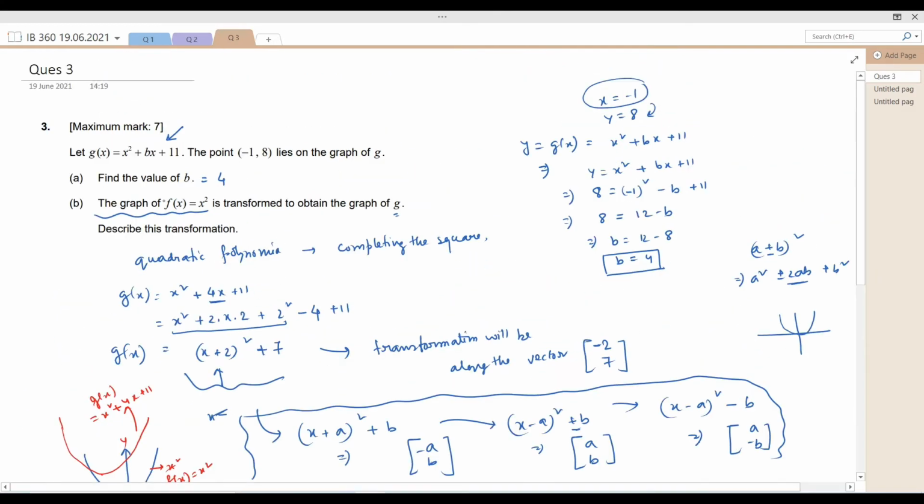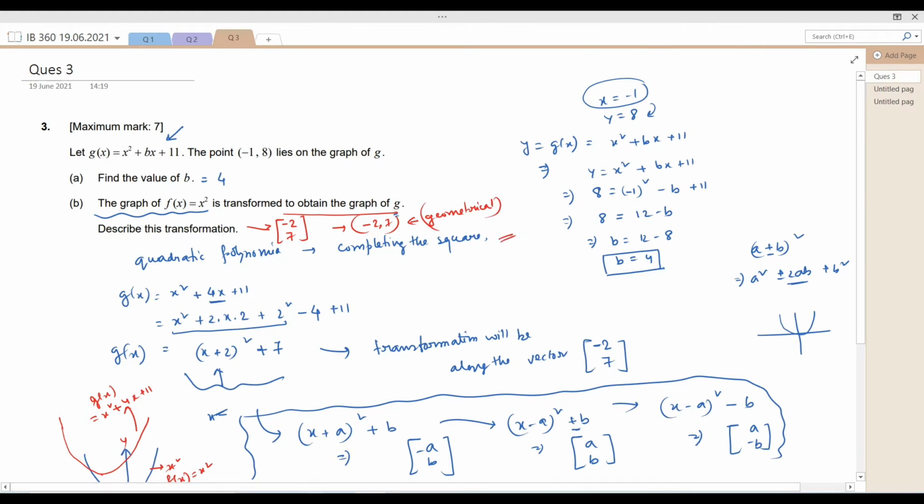So the graph of f(x) equals x square is transformed to obtain the graph of g. Describe the transformation. The transformation is the vector (minus 2, 7), or minus 2 comma 7, you can say in geometrical form. Now let me give you the clear demonstration of this. Till this the question is done.